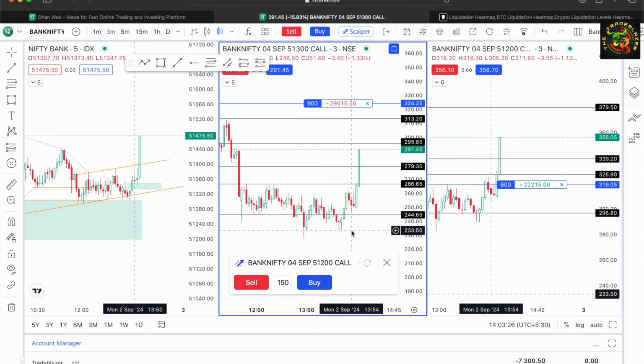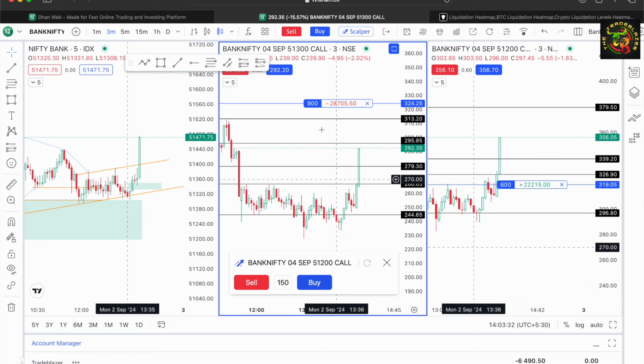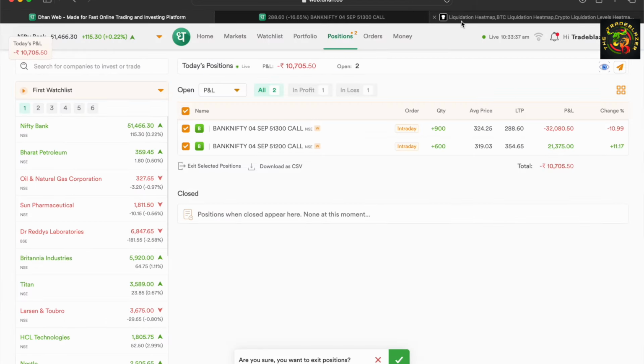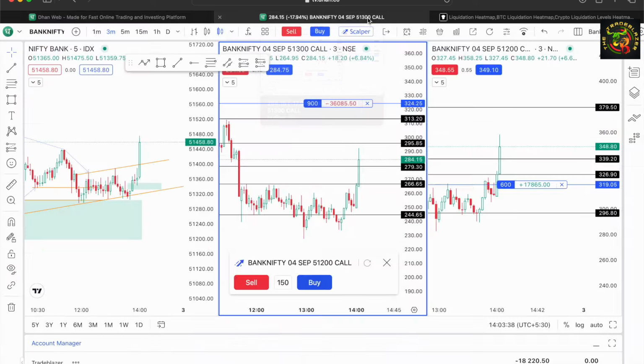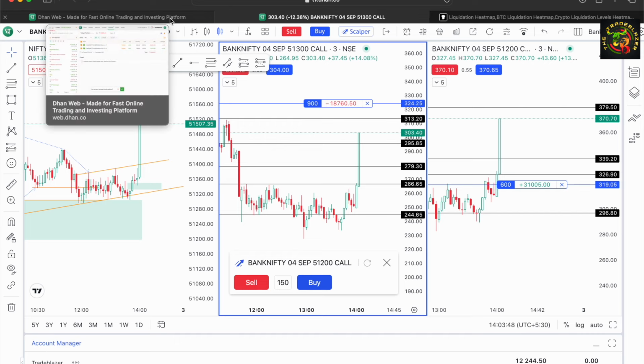So nice move right now, we can see in both the premiums as well as in the Bank Nifty chart. As planned, price is taking support right at the demand zone, you can see, and then starts moving up. We are getting a nice momentum after a very long time in this trade, and our wait is being rewarded right now.